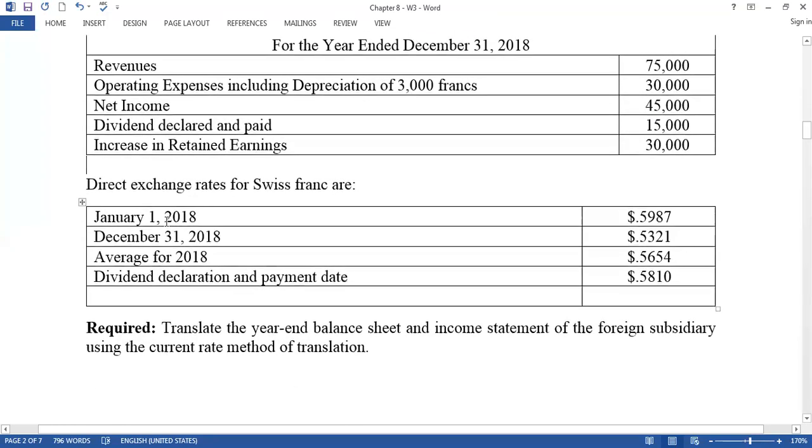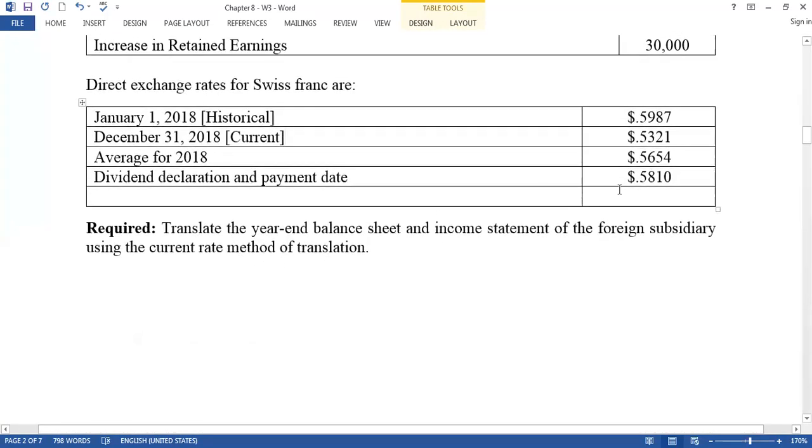And the question will give you the rate. I told you that if it is January 1st, it is called historical rate. This is December 31st, it is called current rate. And I told you that if the average rate is not given, it is something like beginning, ending, that means historical rate plus current rate divided by 2. You can calculate the average rate. In the question, I may give you the average rate, don't worry. And the dividend declaration date rate and the payment date rate may be given. So what you have to remember is what is not given in the question.